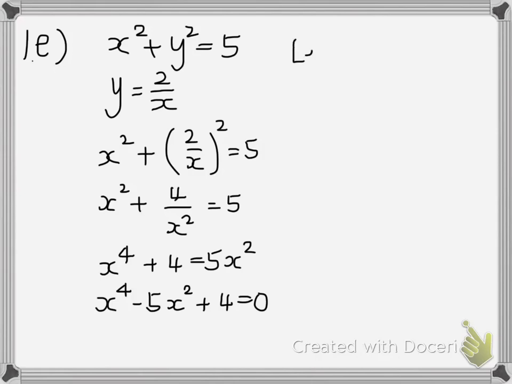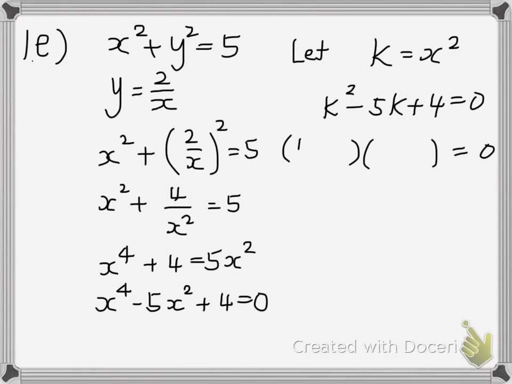Let's say, what letter do you like? A. A is not really a nice letter, but how about K, L, M? K? Y. So then you get K squared here. And then now you can factorize this. Minus 4. So K is now 4 or K is 1.